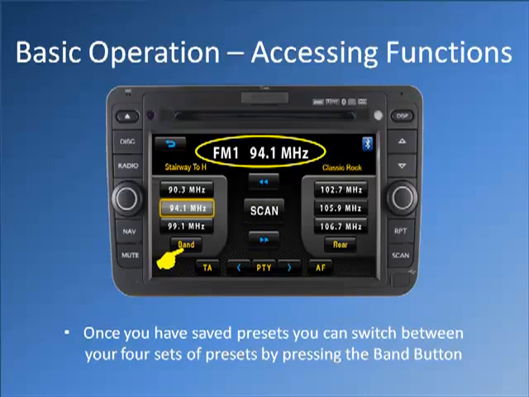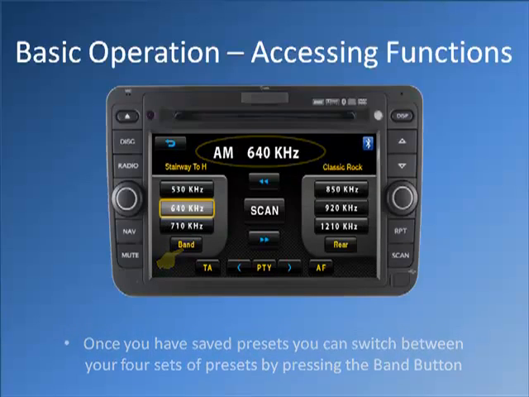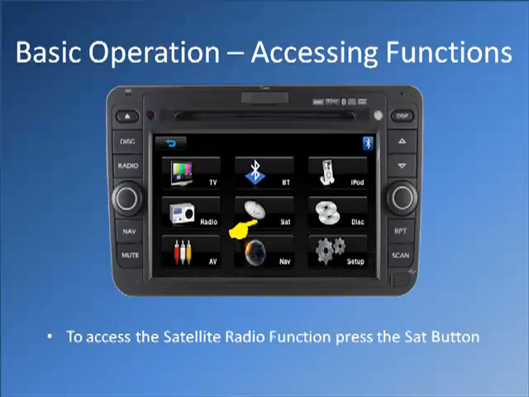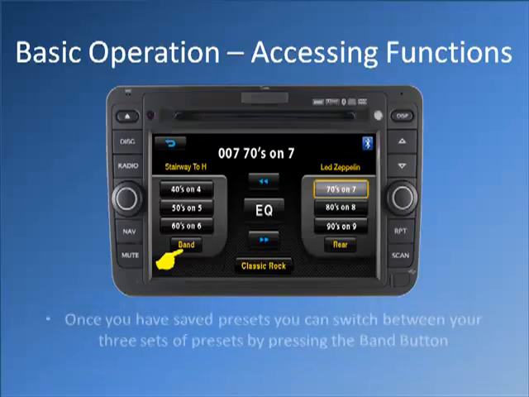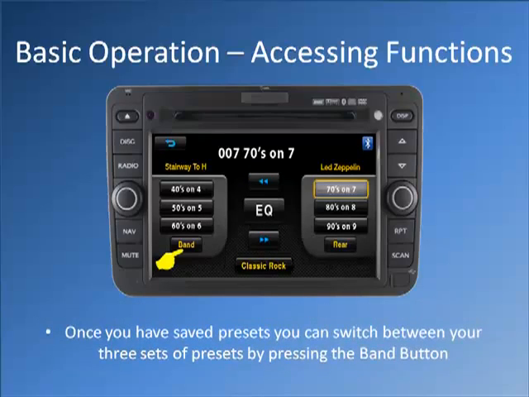Once you have saved presets, you can switch between your 4 sets of presets by pressing the band button. To access the satellite radio function, press the SAT button. Once you have saved presets, you can switch between your 3 sets of presets by pressing the band button.